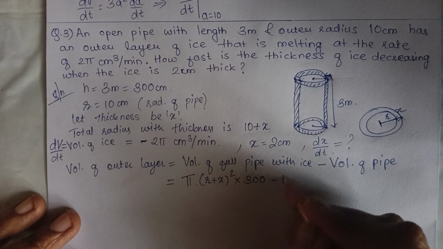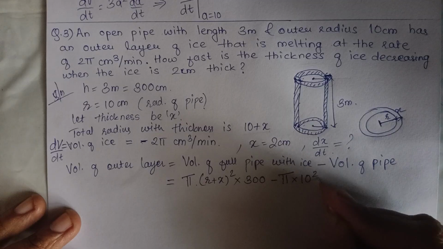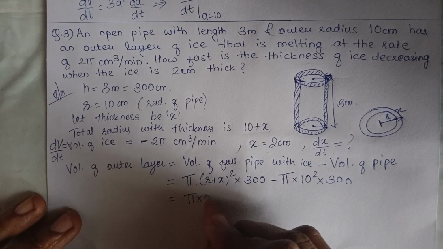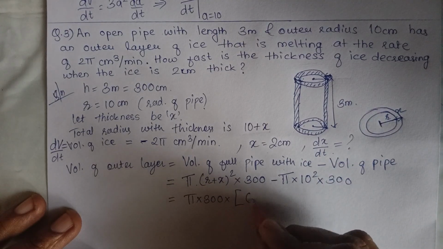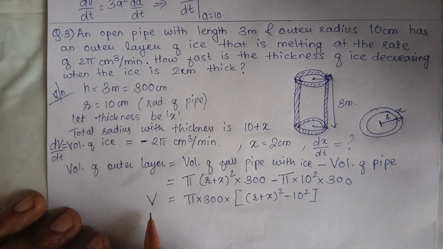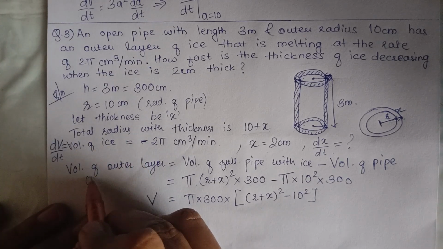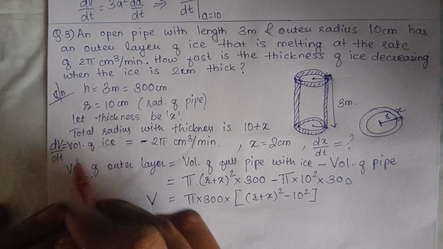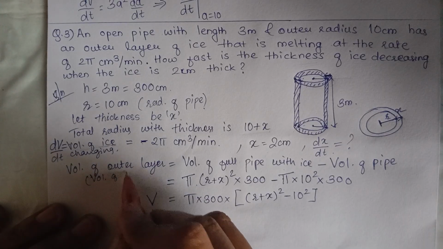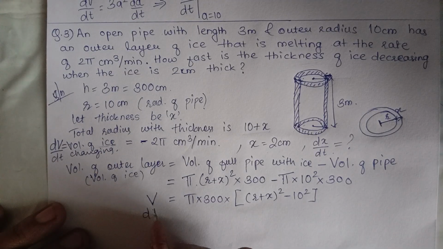minus the volume of the pipe. The volume of the pipe is pi, radius of the pipe is 10, so 10 square into h. We take common pi into 300, so inside it is 10 plus x the whole square minus 10 square. This is the volume which is given, that is the volume of ice. This is the changing volume, so the change in volume of ice is given by dV by dt.